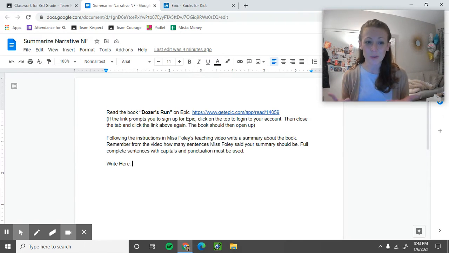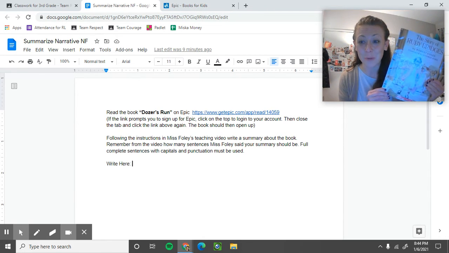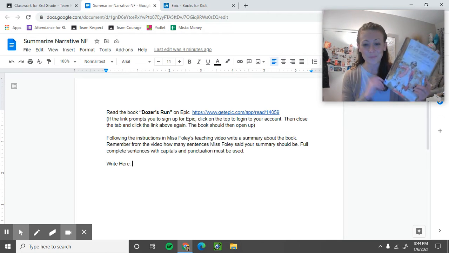So what you're going to be doing is summarizing this narrative nonfiction book. I'm going to show you an example of one that I've done. I read the book, The Story of Ruby Bridges by Robert Coles. You might be familiar with this one.